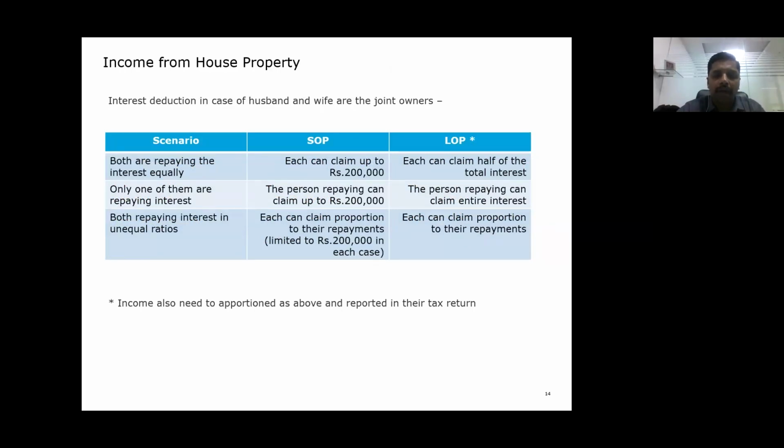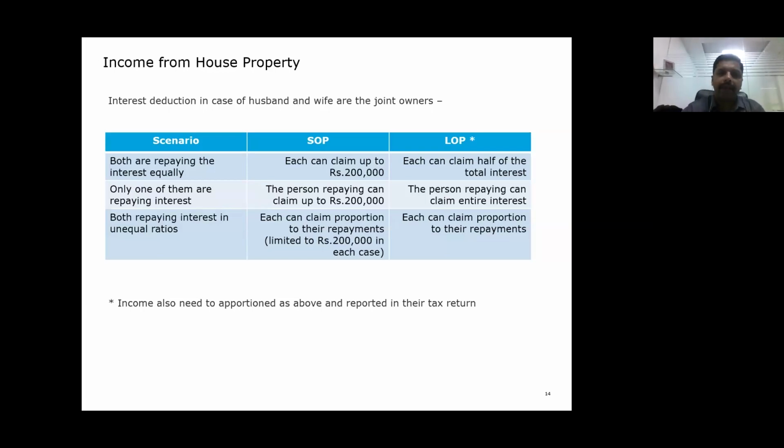And if only one of them is repaying the interest. Sometimes the bankers will insist on a joint loan, or a co-applicant will mandatorily have to be there. So the employee has gone for a joint loan, but only he is repaying the entire interest. The person repaying the interest alone can claim up to 2 lakhs. The other spouse would not be able to claim any deduction. Even in the case of let-out property, it is the same. Only the person who is repaying the interest can claim.